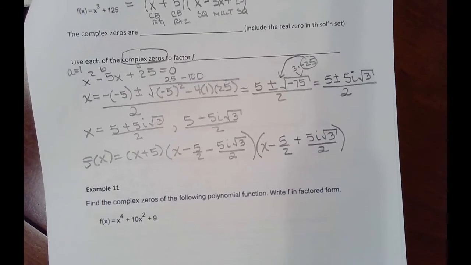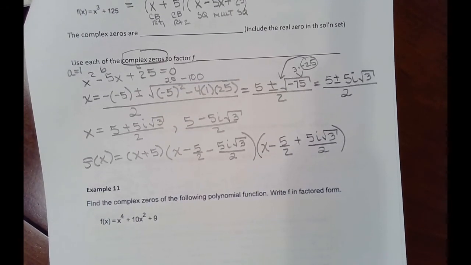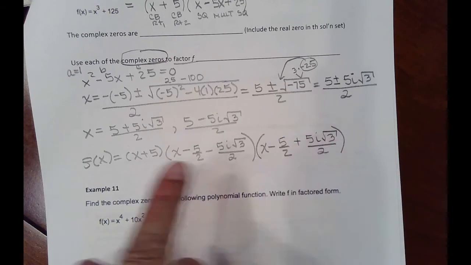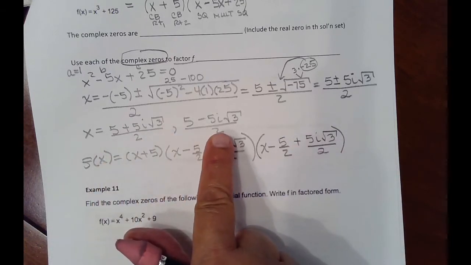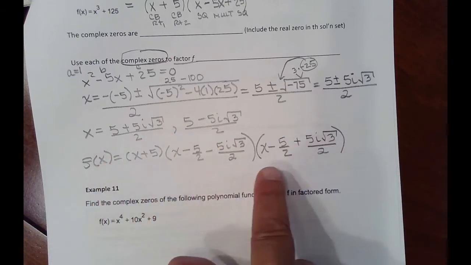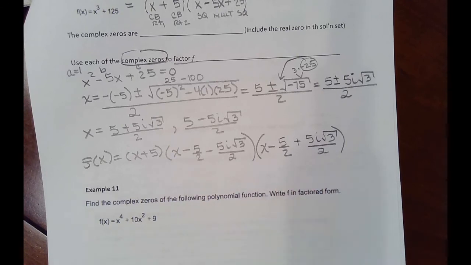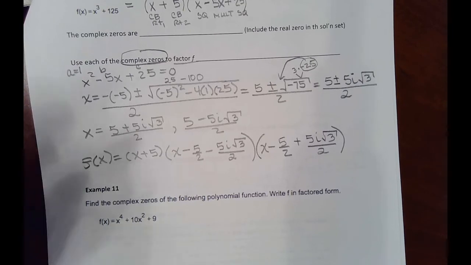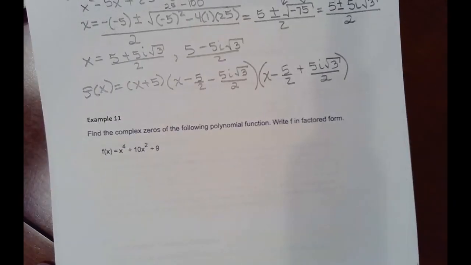And there it is, all factored. We took these two complex solutions, there they are separately, and we subtracted each one from x to get the remaining two complex factors. Okay, last example. Find the complex zeros of the following polynomial function and then write the function in factored form.